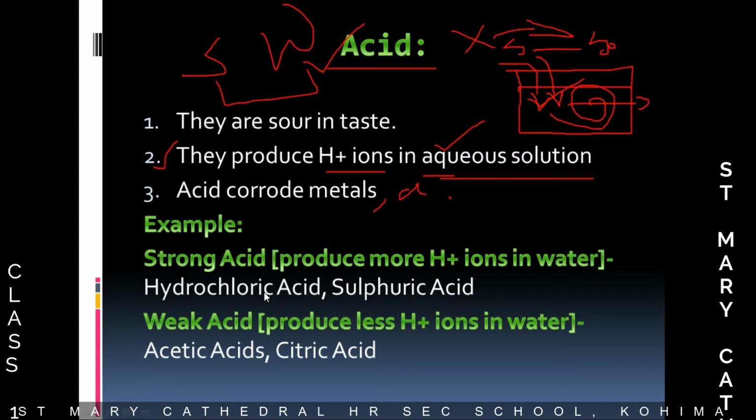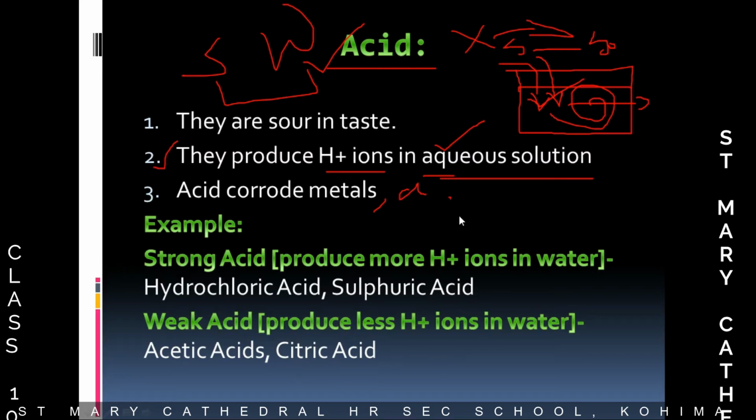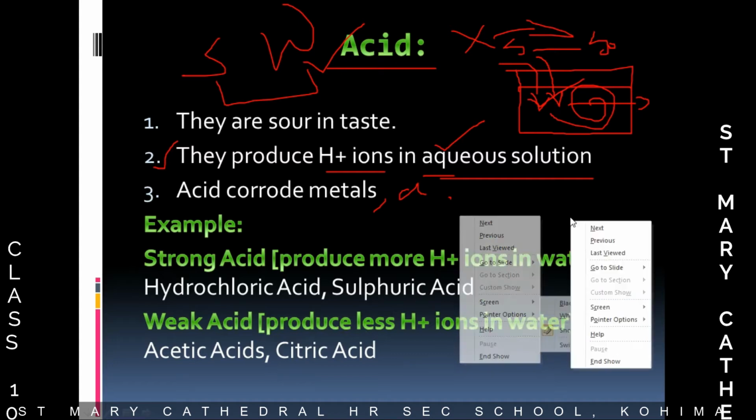Now for strong acid, you can mention hydrochloric acid. Why? Because the acid which is present in your stomach is hydrochloric acid. Yes, it is hydrochloric acid. Simply you can remember like that, and it is taken as strong acid, okay? What about weak acid? Now for weak acid, take the example of citric acid. This acid is found in most of the fruits, okay? So you can easily remember citric acid, okay?